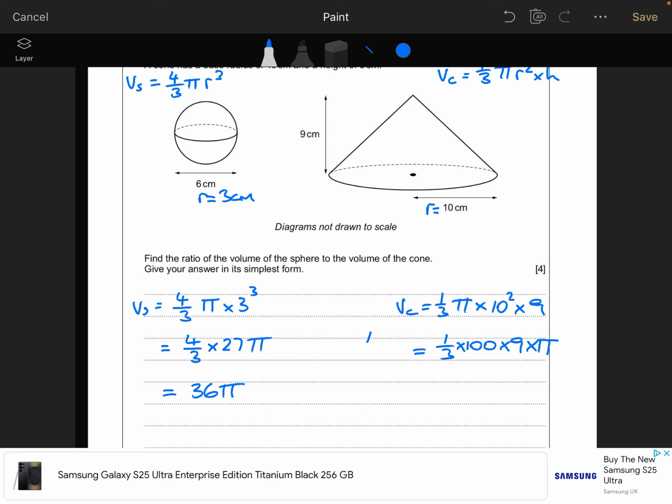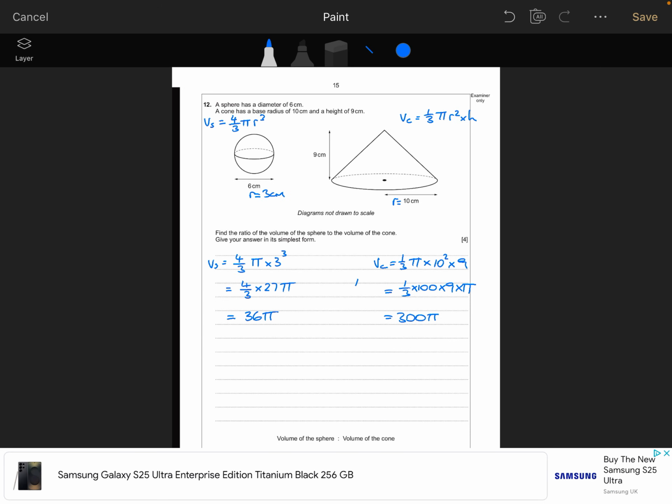9 divided by 3 is 3, and then times by 100 is 300, so that's 300 pi. So the ratio that we've got is 36 pi to 300 pi. But I can take the pi out because it's the same on both sides of the ratio. So 36 to 300, and then I can divide both by 6. So 36 divided by 6 is 6, and 300 divided by 6 will give you 50.